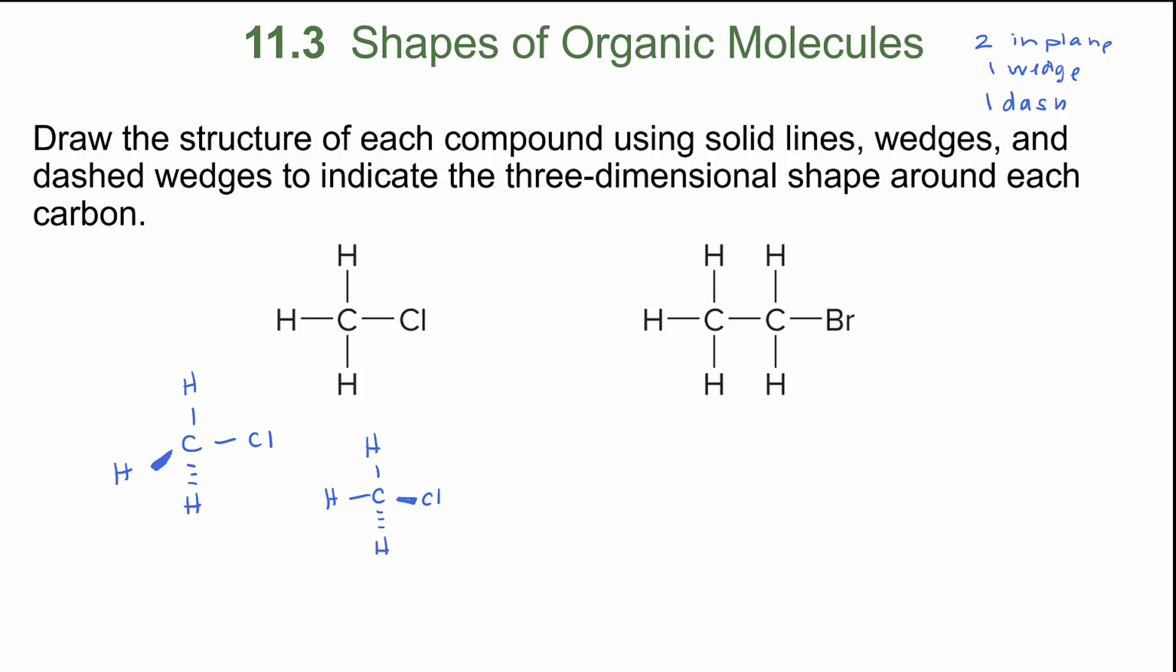For the second one, if I use the second carbon bond and this hydrogen in the plane, this hydrogen can be wedged, this one dashed. And I might want to use this Br in the plane, this hydrogen to be wedged, this one to be dashed. Both carbons each have 2 atoms in the plane, 1 that is wedged and 1 that is dashed.